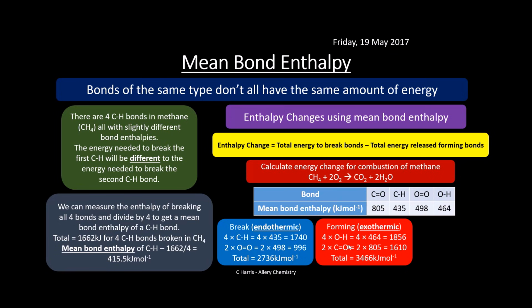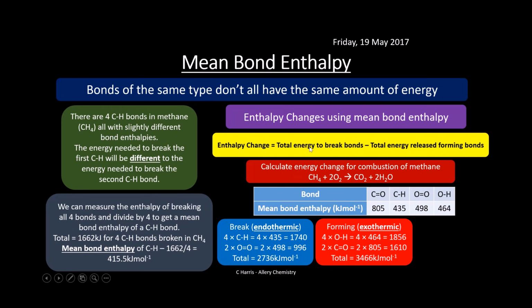Now when we're forming them, obviously these are exothermic, so it's going to be 4 lots of OH, so 4 times 464 is 1856, and then 2 lots of CO, which is 2 lots of 805, which is going to be 1610. Because we're forming carbon dioxide, remember, and we have 2 CO bonds per carbon dioxide molecule, and obviously we've got 4 of these because we've got 2 water molecules. Total 3466 kilojoules per mole.